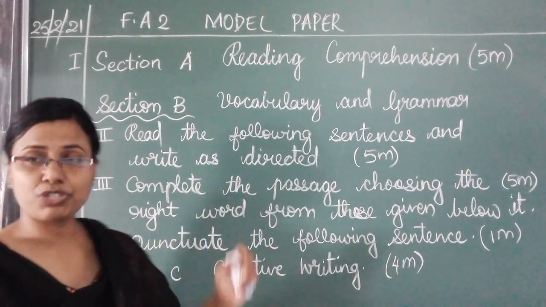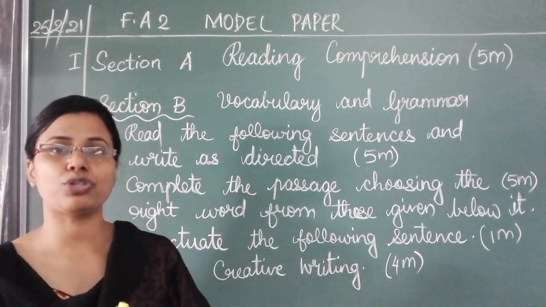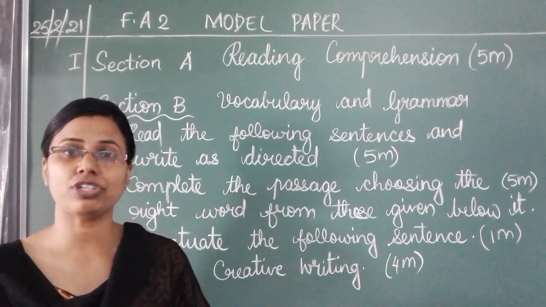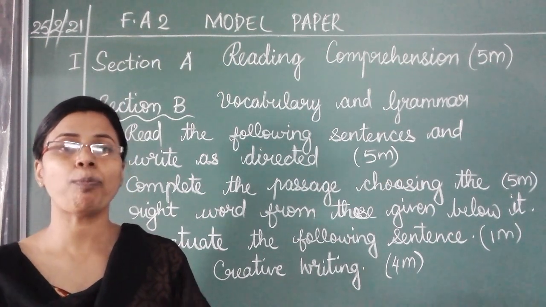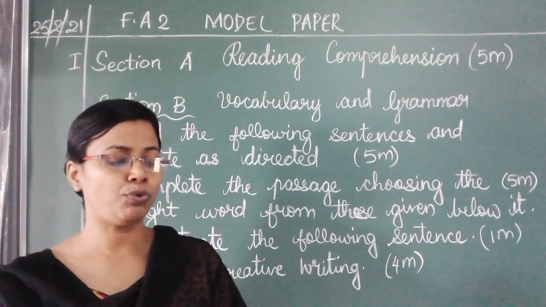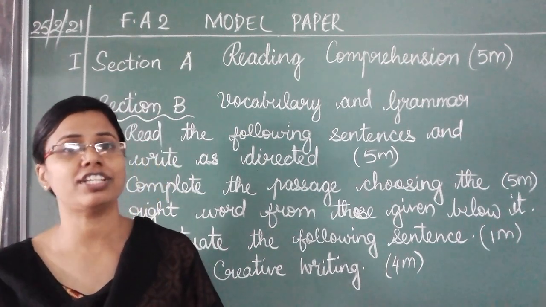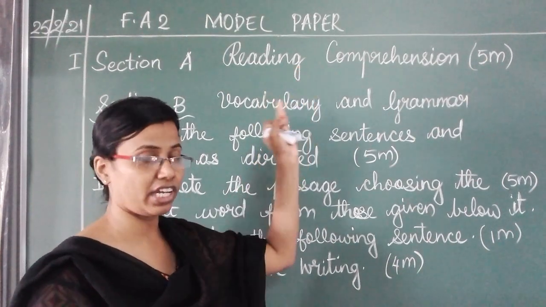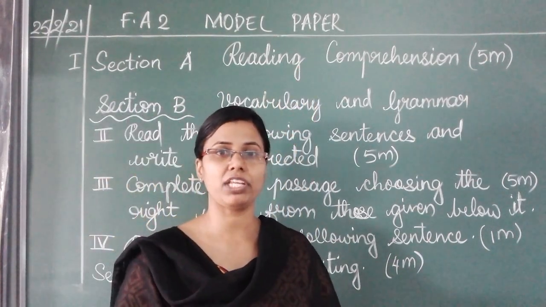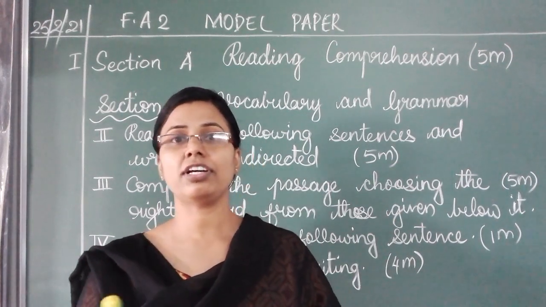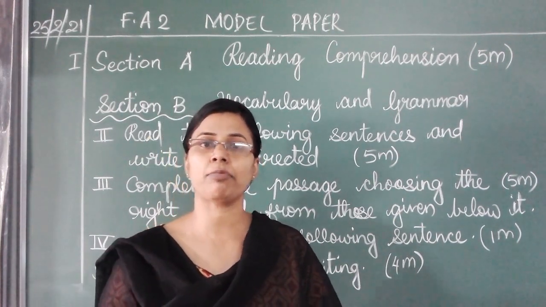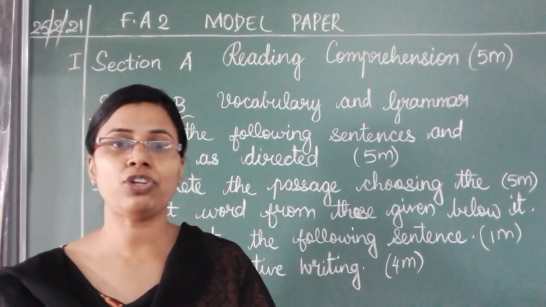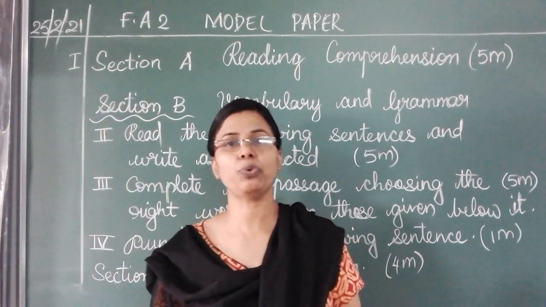So for these 5 marks, you may be asked to write the antonym. What is the meaning of an antonym? It is a word which is opposite in meaning. You may be given an antonym. You may be given a synonym. This antonym and synonym may come for reading comprehension or in the grammar and vocabulary part. Synonym is a word which has a similar meaning, another word for the given word, same meaning words.